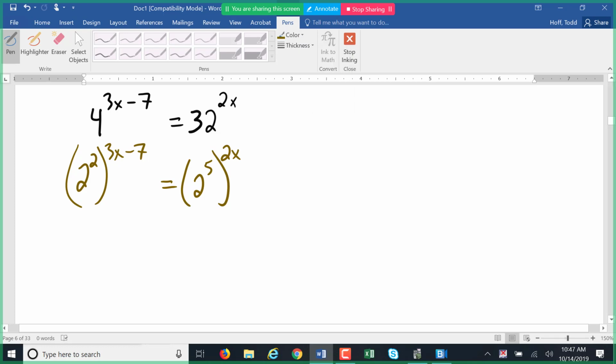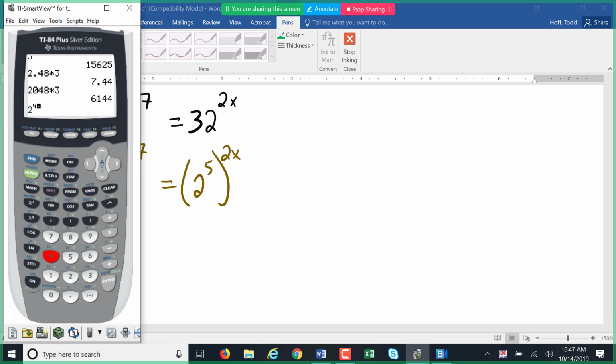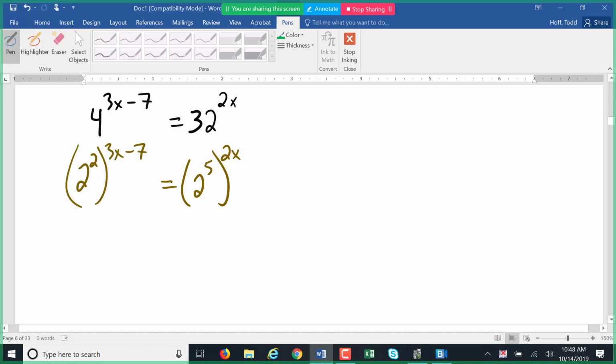Now again, the 4 you might see as 2 squared. The 32 you may have to take your calculator and try. 2 to the power of 4 is too small. 2 to the power of 5, there it is. That's the 32. Guessing and checking is appropriate here.